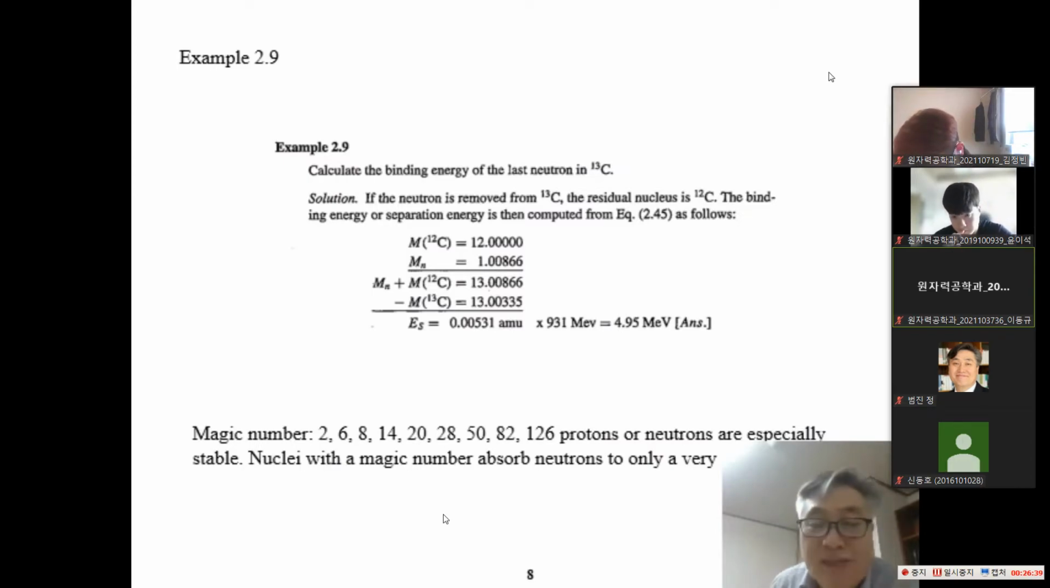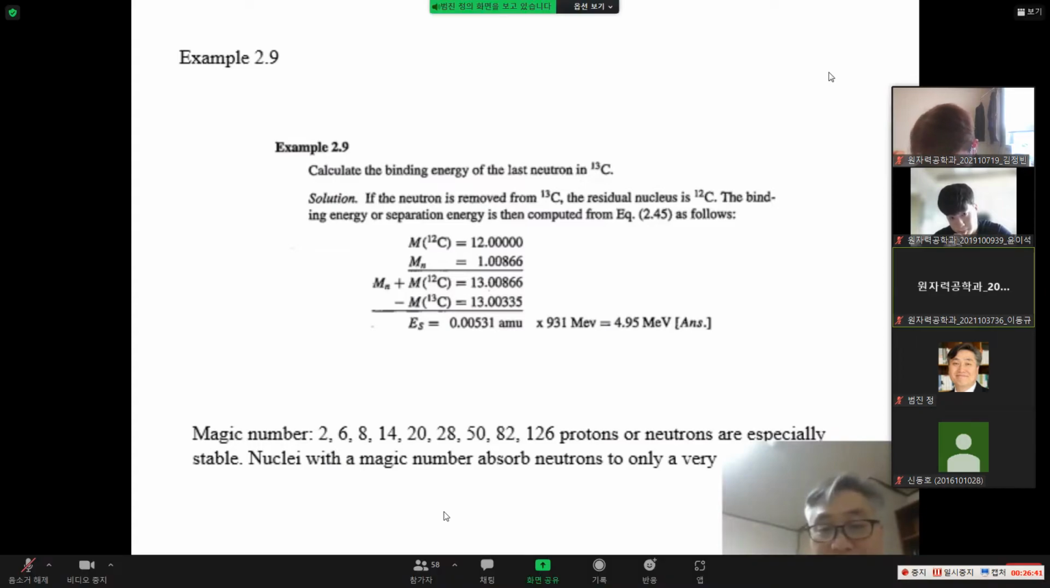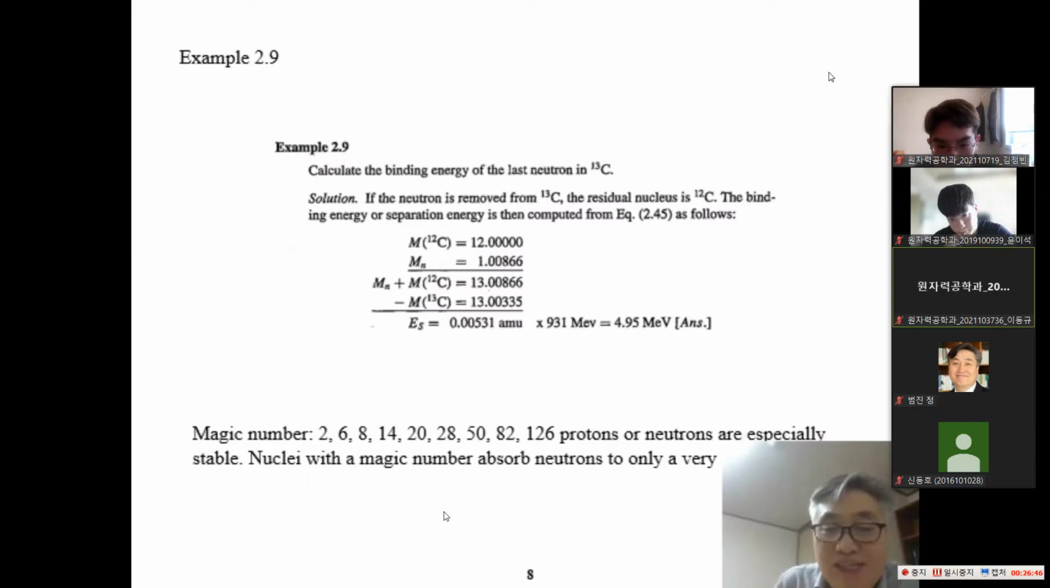So actually, the energy of one atomic mass unit is 931 MeV. You have to memorize this number. The rest mass energy of one atomic mass unit is 931. So when you multiply by 931, we get 4.95. So 4.95 MeV is the binding energy of the last neutron. Okay, we can calculate like this.